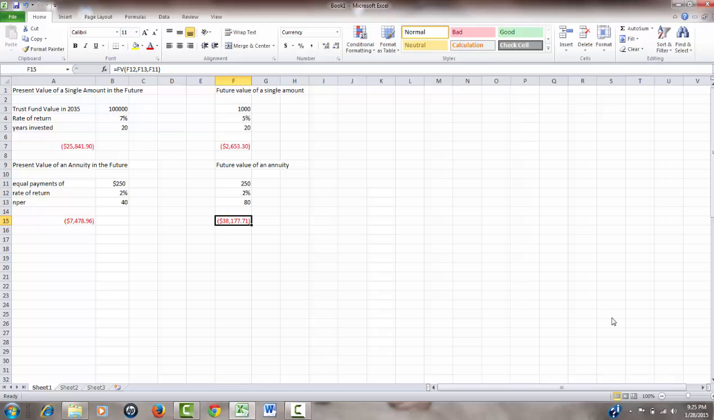That's present value and future value of both a single amount and annuities.